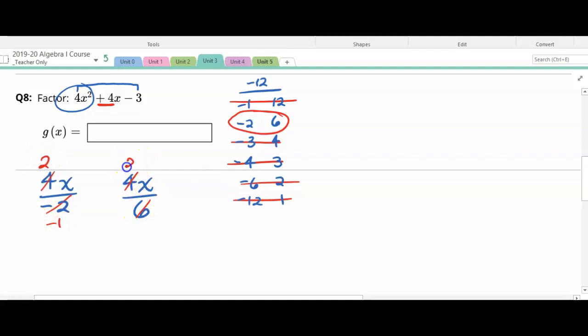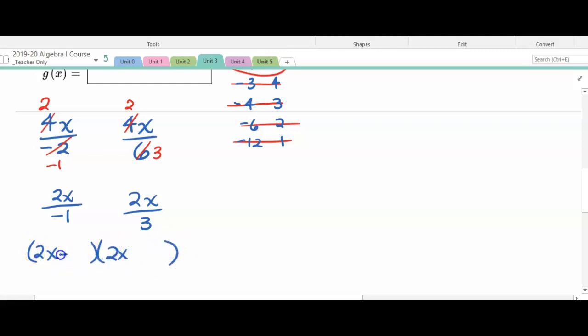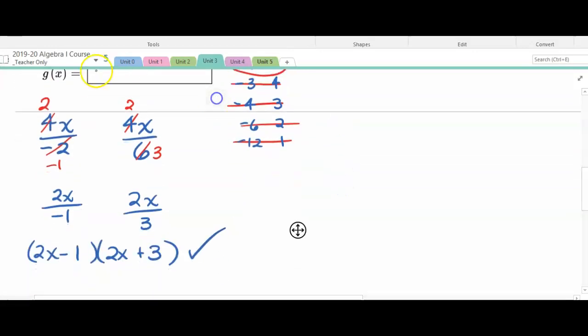For instance, that can become a 2 and a negative 1. I can divide both of those by 2 and get a 2 and a 3. So now I have 2x over negative 1, 2x over 3. And I drop those right into the parentheses, and I am factored. 2x take away 1, 2x plus 3.